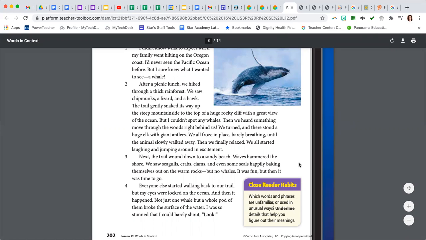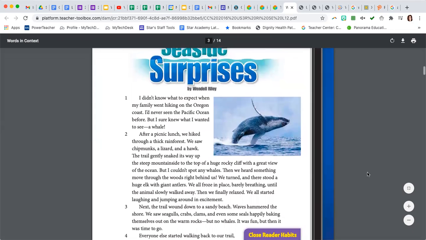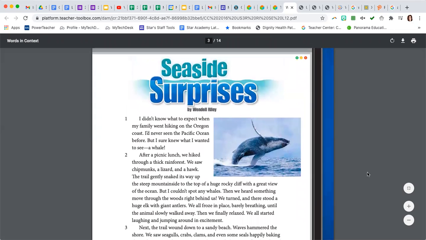So I do want you to take a look here at this purple headed square here, where it says close reader habits. Which words and phrases are unfamiliar or used in unusual ways? Underline details that help you figure out their meanings. Again, friends, close reading is very, very important to our comprehension. So again, on page 202, this passage is entitled Seaside Surprises. Starting with paragraph 1, here we go.